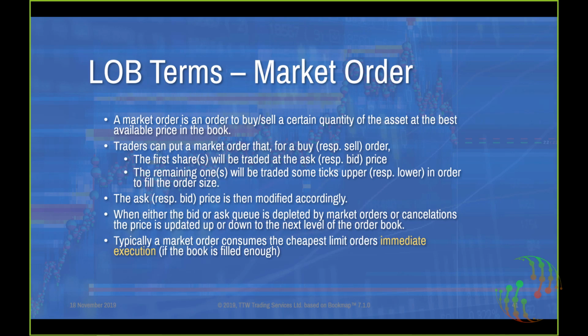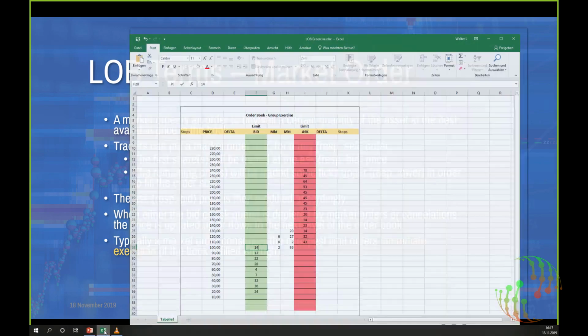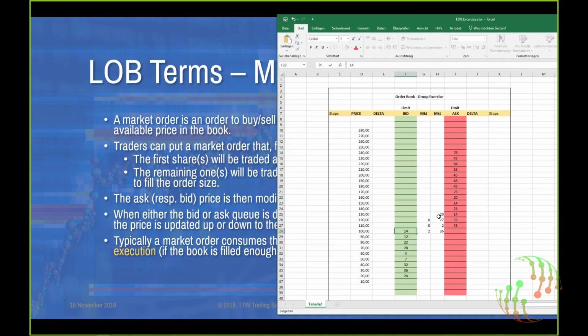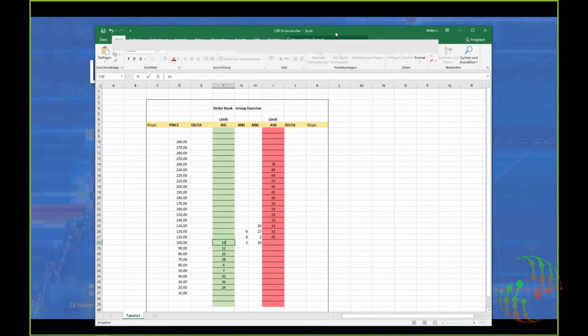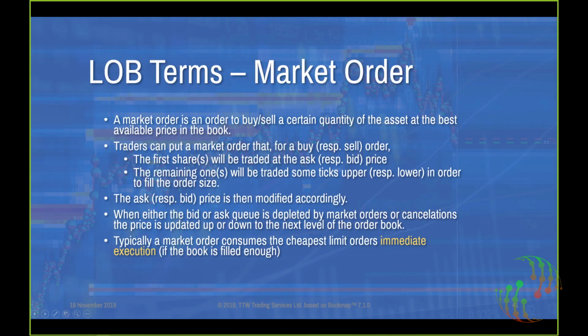Limit order book terminology. The market order is absolutely important. You have been the market orders here. You can remember this very easily. We played only one direction here, just to see how this whole mechanic works. Traders can put a market order, for a buy order or sell order. The first shares will be traded at the ask price or the best price. The remaining ones will be traded some ticks higher in order to fill the order size. The ask price is then modified accordingly.